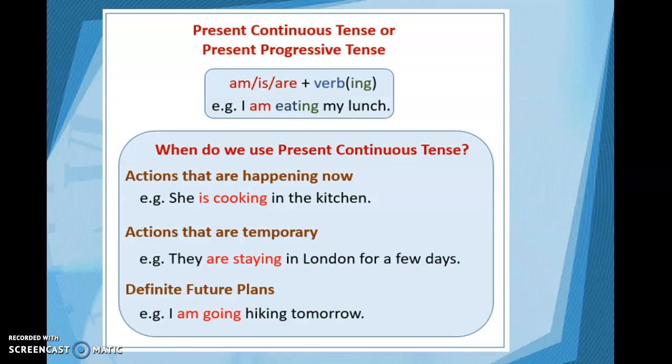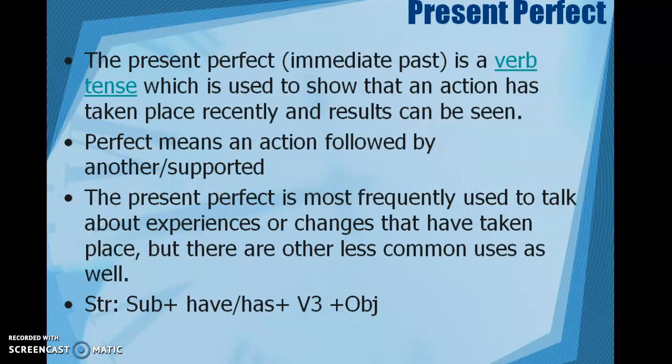Dear students, hope you understood present continuous tense. And let's discuss the next tense. The third of present tense is present perfect tense. The present perfect tense is also called the immediate past tense. Present perfect is a verb tense which is used to show that an action has taken place recently and the result of an action can be seen at present.